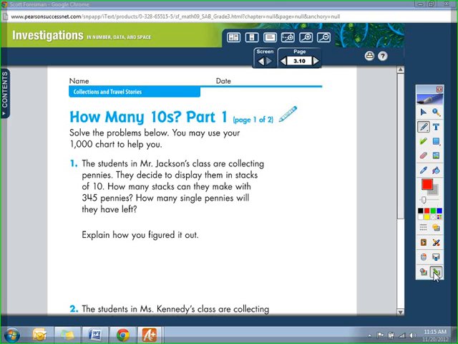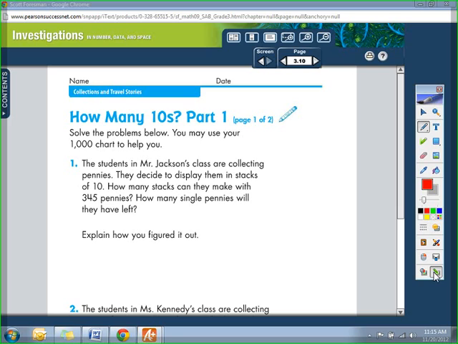345. Nicely done. Do we need to keep reading all of this? No, but we probably want to know the 2 questions. Okay? What 2 questions are they asking us? Hope. How many stacks can they make with 345 pennies? Good job. And what's the other question? Quentin. How many single pennies will they have left? Good job.